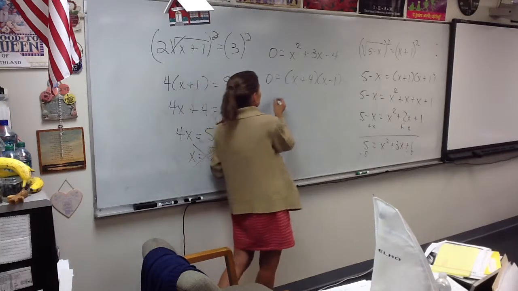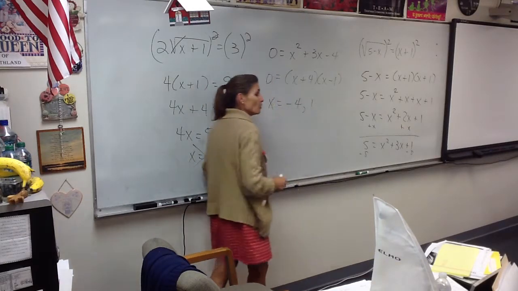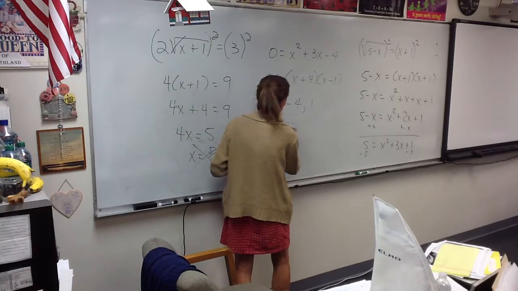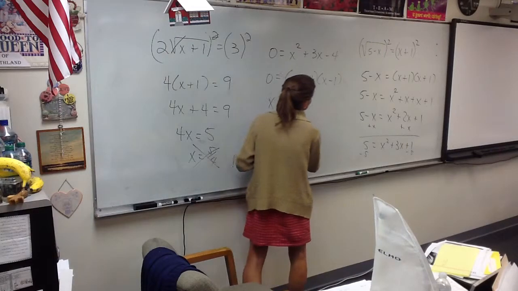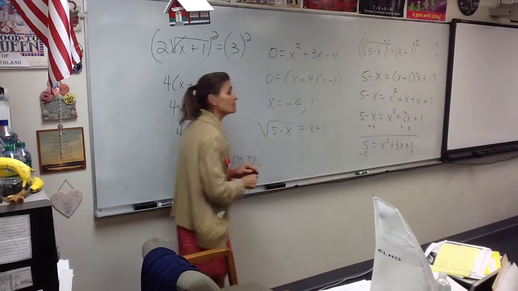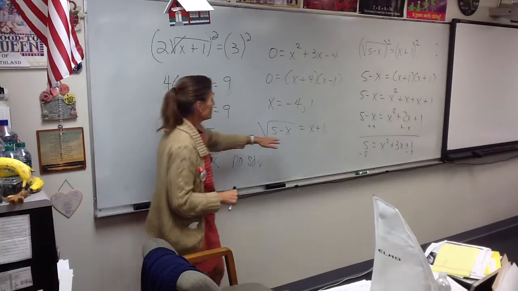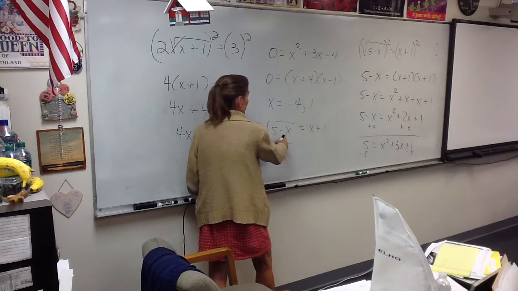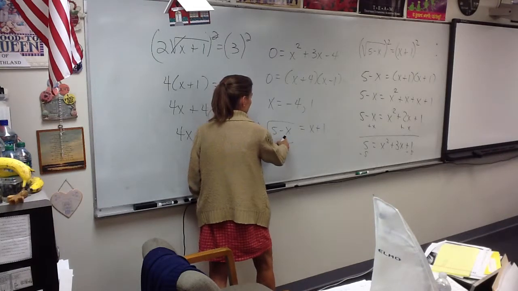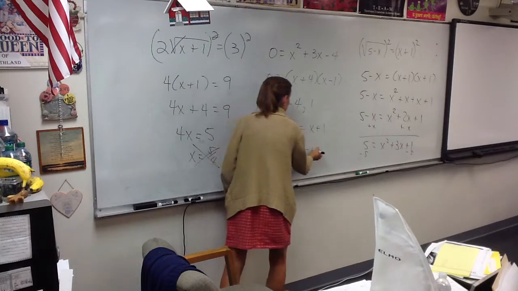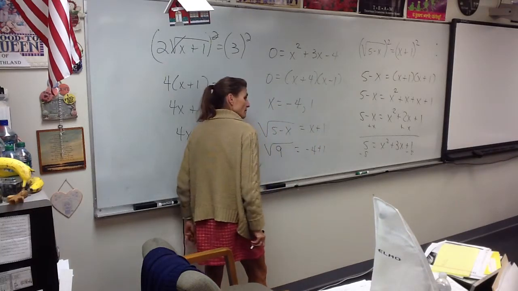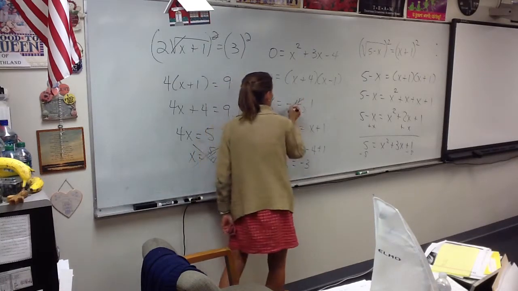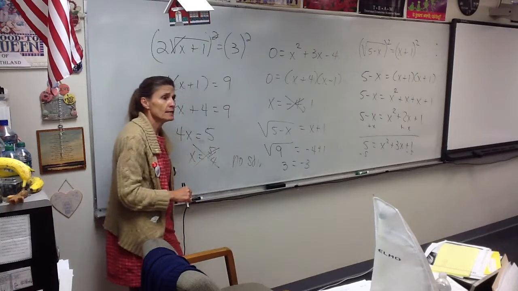So what are my answers? Negative 4 and 1. Guess what? You get to check them both. Yay. So I put them into the original problem. Hey, I know some of you are getting bored. Please hang with me. Let's plug in negative 4 and see what happens. I get the square root of, what happens when I put negative 4 in there? It becomes a plus, which means 9. What's the square root of 9? 3. Does 3 equal negative 3? No. Extraneous root. It didn't check.